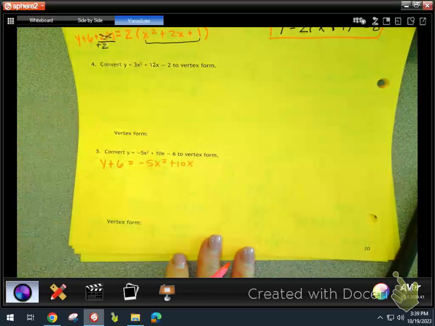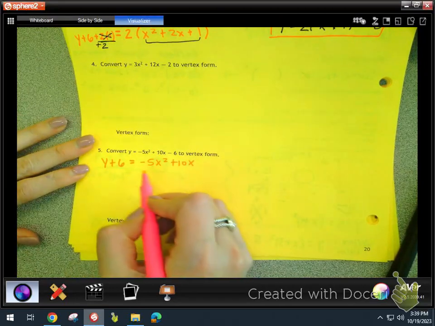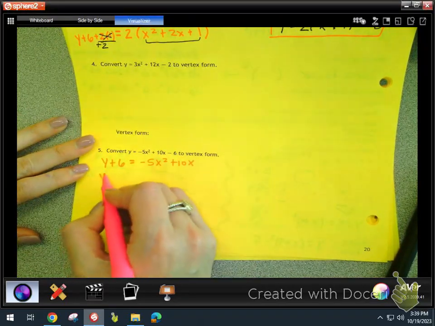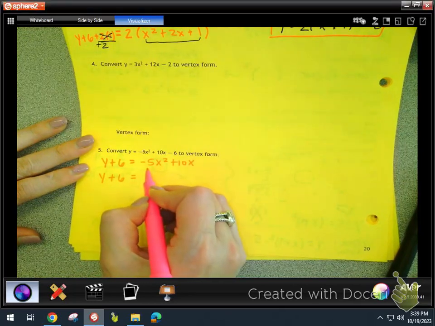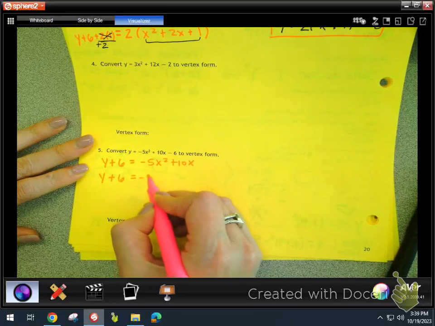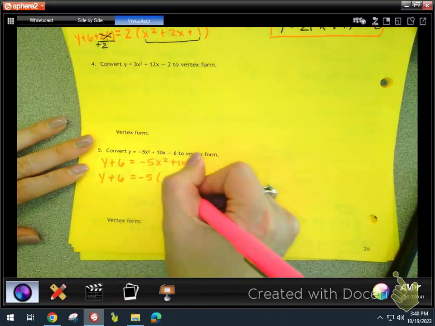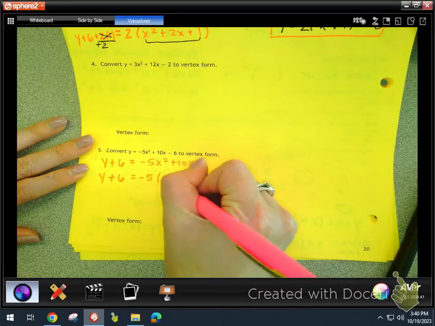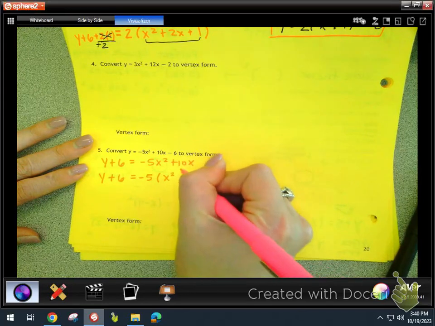Okay, I want to show you how I think maybe this might help you not forget about the A value here. So next step, I want to divide out my A value, which is negative. It's not going to change too much, but I am going to take out a negative 5. Be careful with your division. Negative 5x squared divided by negative 5 becomes positive x squared. That should always happen.